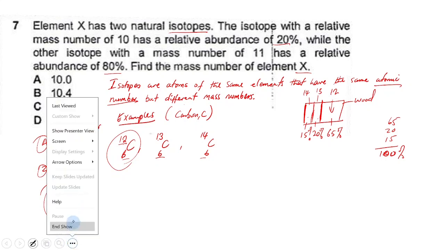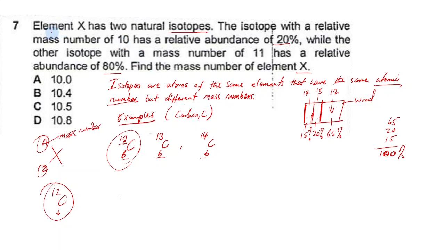And this is the question we are dealing with. It tells us that element X has two natural isotopes. Carbon had three, but element X is just an assumption; it does not even exist. The isotope with a relative mass number of 10 has a relative abundance of 20%, while the other isotope with a mass number of 11 has a relative abundance of 80%. Then they say find the mass number of element X, like the one on the periodic table, so we need to find the average.